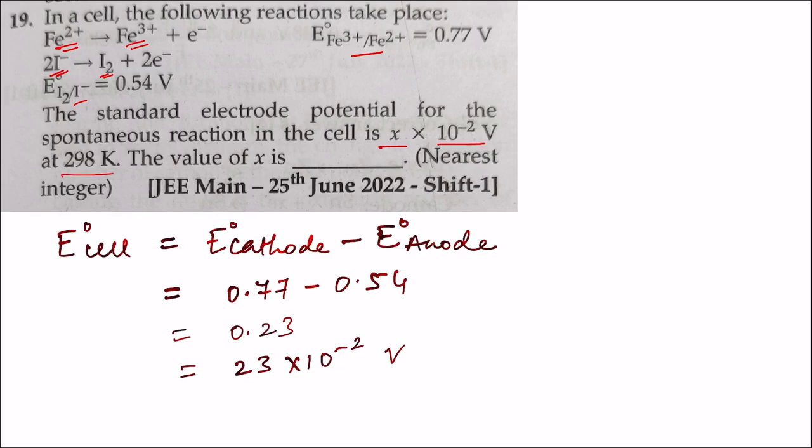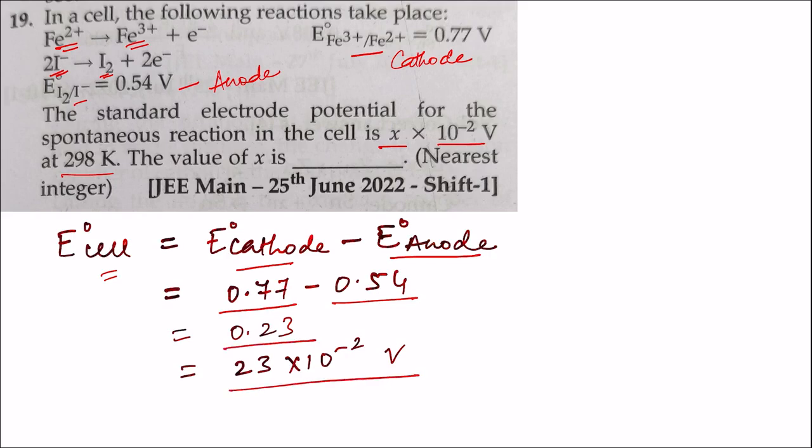Out of iron and iodine, which one has higher reduction potential value? Iron has higher reduction potential value than iodine. So iron will act as the cathode and iodine will act as the anode. So applying the formula, E naught cell is E naught cathode minus E naught anode. E naught cathode is 0.77 volt minus E naught anode, 0.54 volt. So E naught cell is 0.23 volt or 23 into 10 to the power minus 2 volt. So here the value of X will be 23.